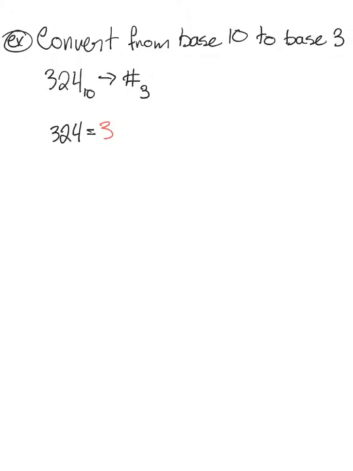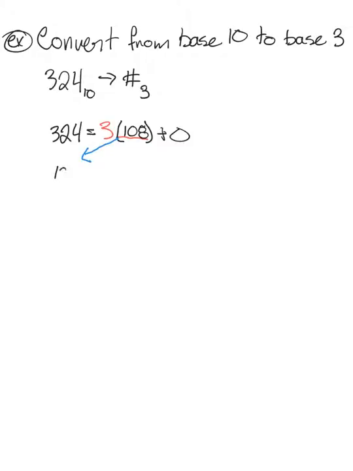times a certain number plus your remainder. In this case, 3 times 108, and after we multiply 3 times 108, it equals 324, so the remainder is 0. And what you do at this point is you take the 108, bring it down there.